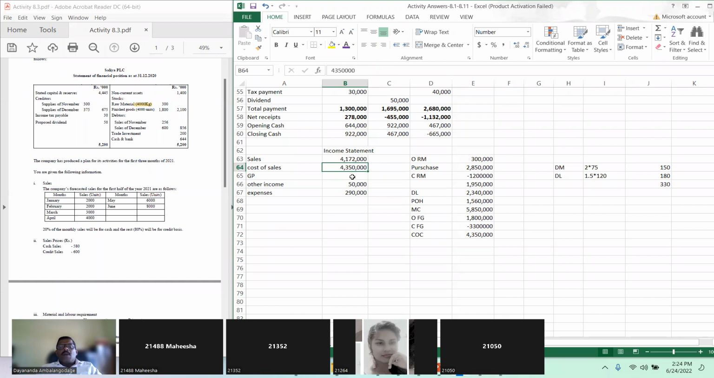Of course, this you are minus, you get the difference, thereby this minus this, you get the GP so much. Then you get the profit before tax, profit before tax. Profit before tax is so much.